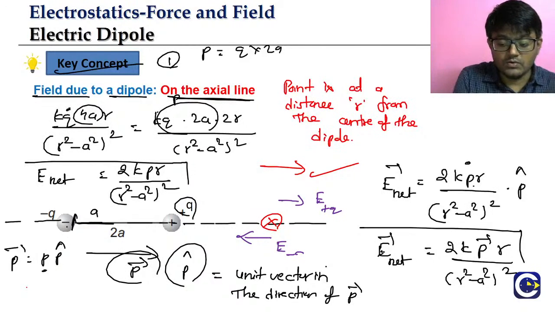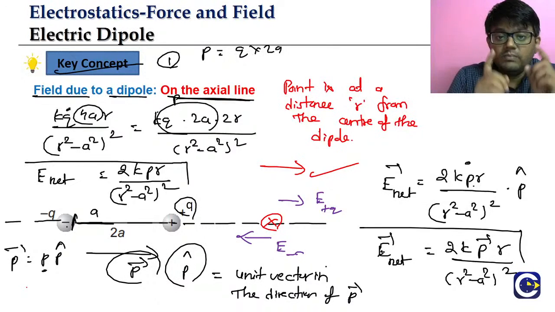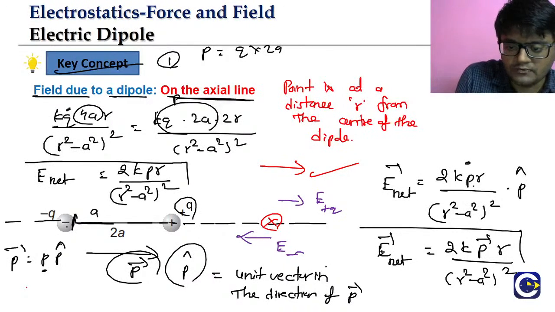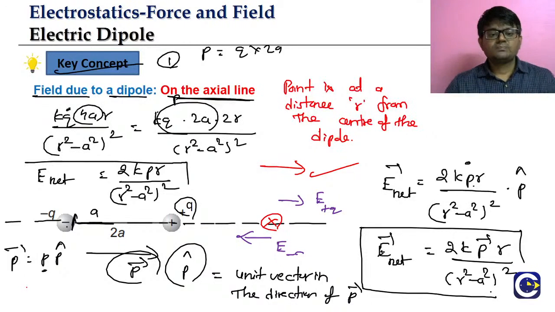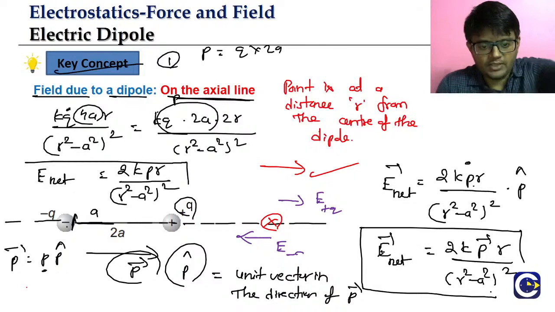One point here, do you know? The direction of the electric field, how will it be? The direction of the electric field will be in the same direction as the p bar. That is very important. The direction of the developed electric field is in the same direction as the p bar. Okay? So this is the important formula: the field produced by the dipole at a point on the axial line.